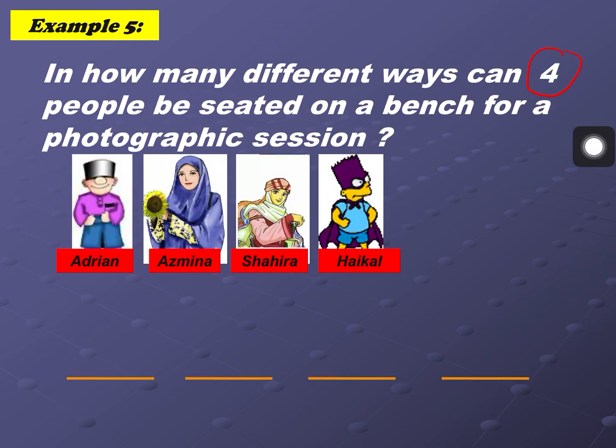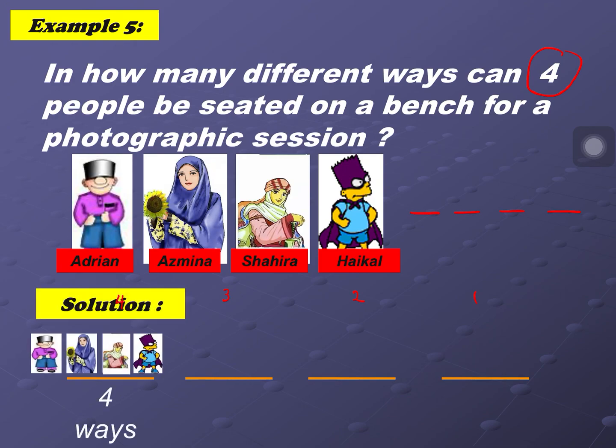Okay, so example 5. In how many different ways can 4 people be seated on a bench for a photographic session? We know that it's arranged in a line. There are 4 people, so this is supposed to be 4, 3, 2, 1, right? Let's look at the solution. There are 4 ways. Everyone can be seated here, right?